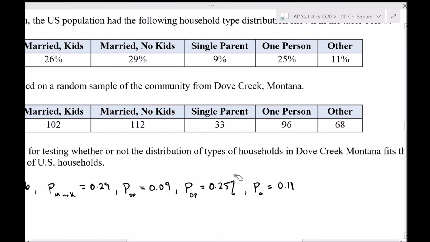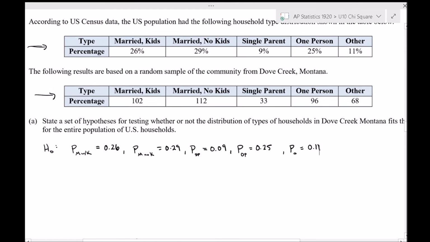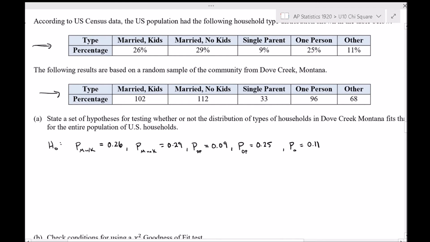And I put a percentage on the 0.25. That shouldn't have been a percentage. These are proportions, not percentages. So there's my null hypothesis. Those are the claimed proportions per category, and there's 5 categories. So I'm going to write that on the side. 5 categories.